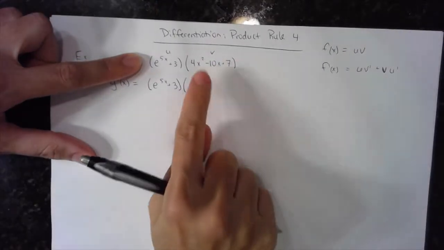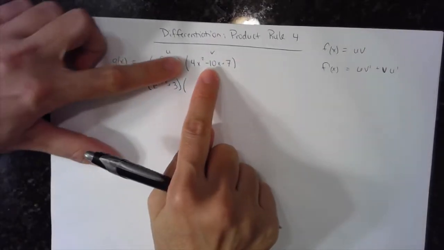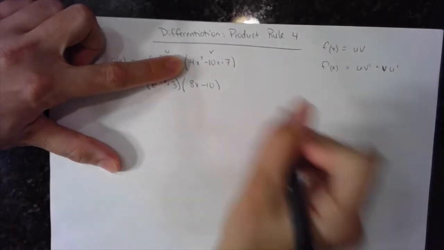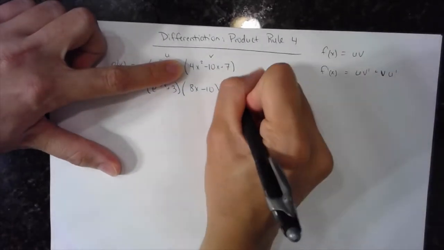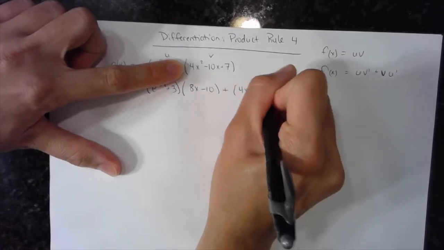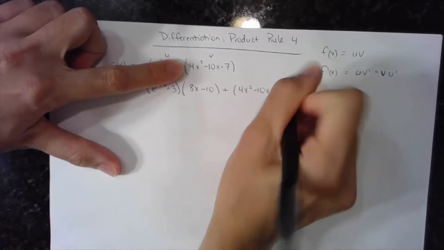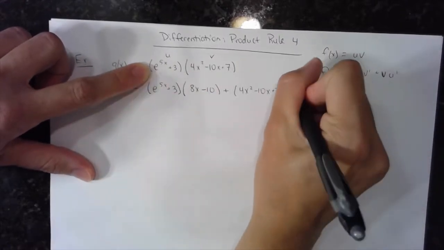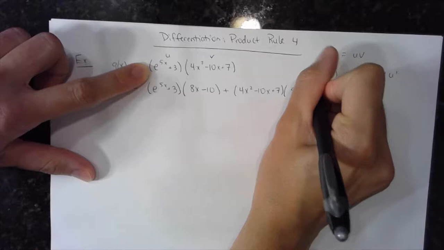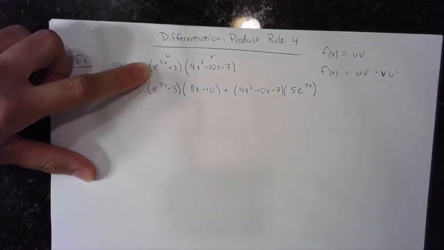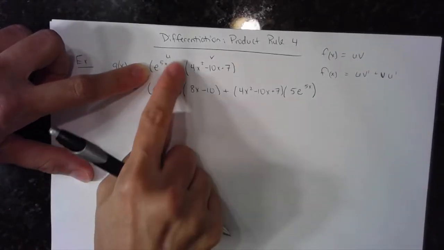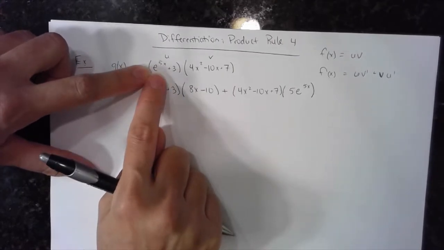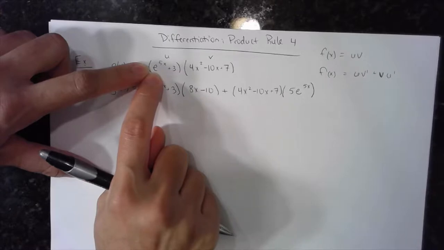Times the derivative of the second, which is 8x minus 10, plus the second, 4x squared minus 10x plus 7, times the derivative of the first, which is 5e to the 5x. Right? Again, if you're not sure how to derive something like this, you have to check my video, Derivatives of Exponential Functions of Base E.